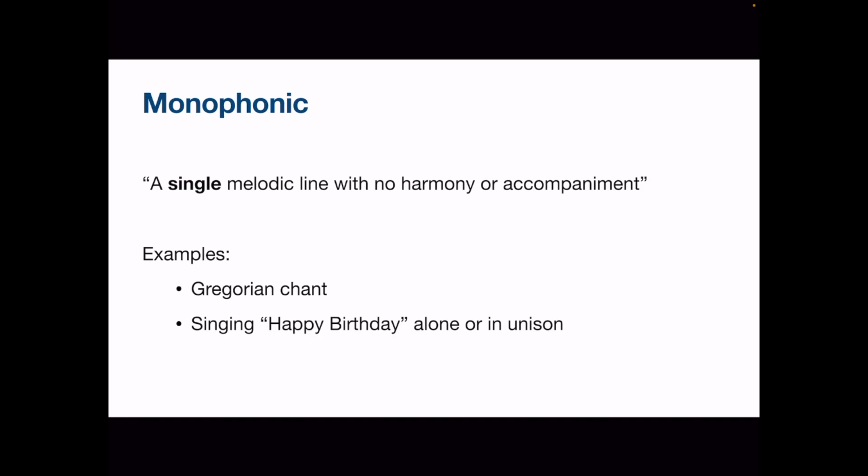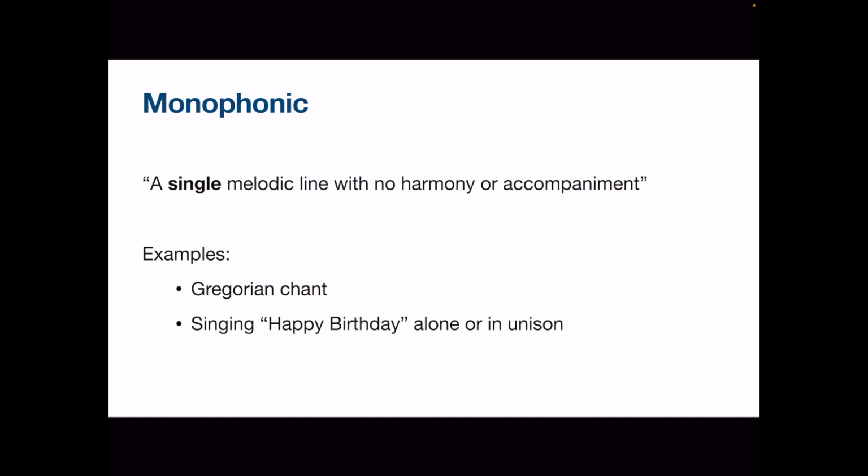Monophonic means it's a single melodic line with no harmony or accompaniment. You can picture a singer singing in an empty hall without any other instruments accompanying the singer. This was very common back in the days of Gregorian chants, where the monks in the monasteries would chant together, but they're all singing the same line, and that is monophonic music.